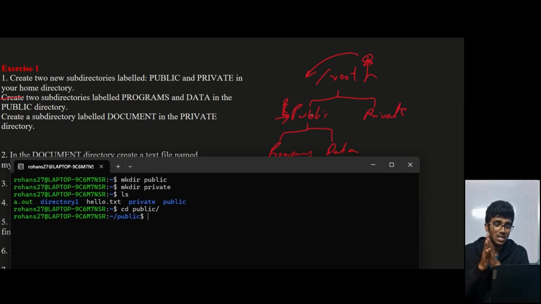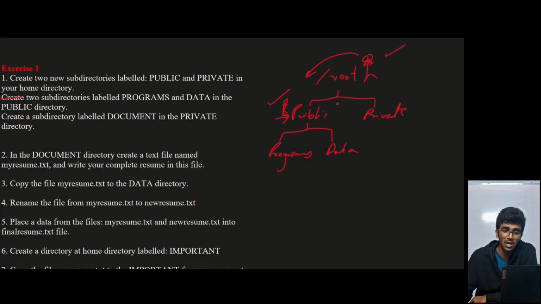Once you run cd space public, the address before the dollar prompt gets changed. The public gets added. That means that you shifted from here to here. Now you are present over here. To create something inside public, you have to be in public. Only when you are here can you create anything over here. You cannot create from here to here. Now as you're here, you can create two directories, programs and data, inside public.